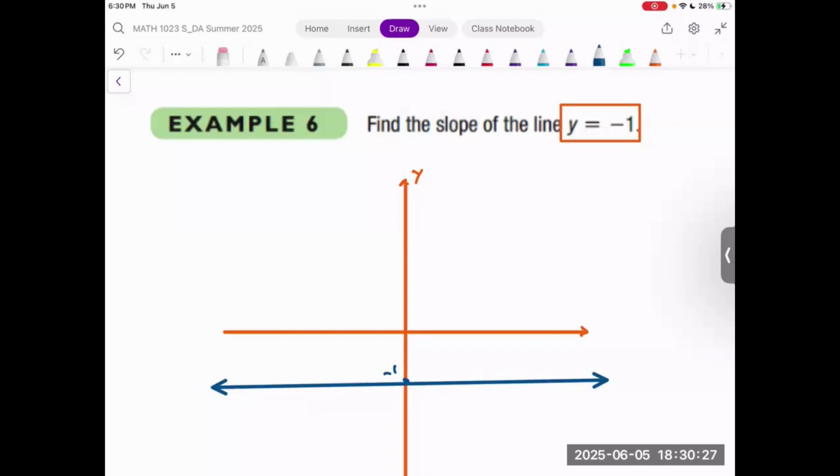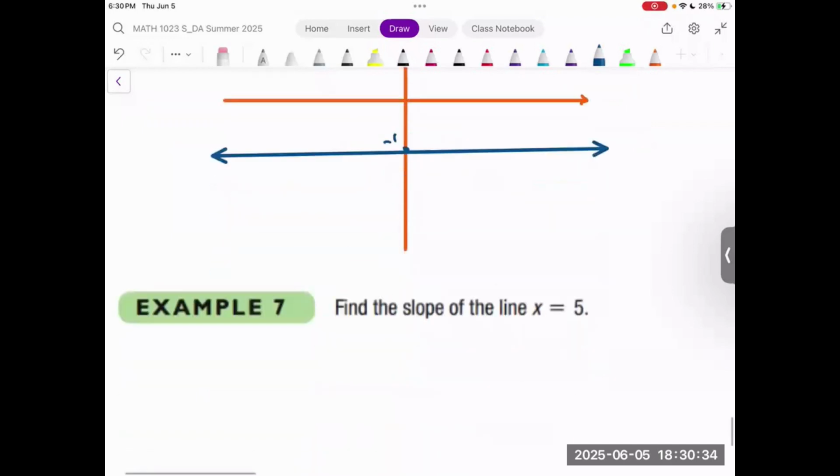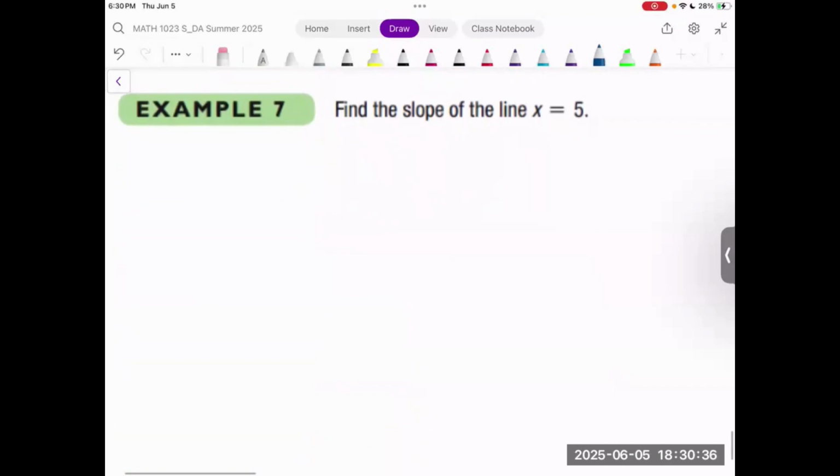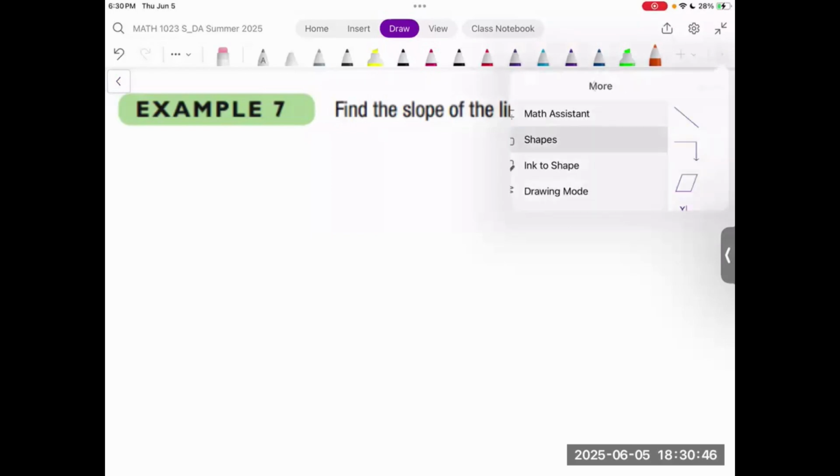Simple? Yeah. No? You don't like it? How are you going to do this then? Same thing. What's it going to be? Vertical, horizontal? Vertical. Very good.